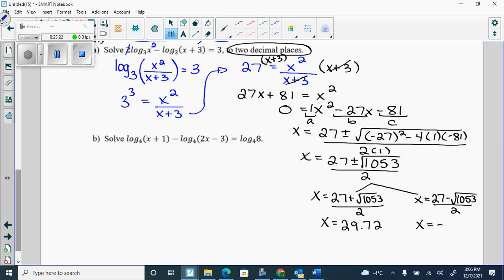Sit down. Okay. So you have to use the quadratic formula to get it. If I plug them back in, 29.72 will work, but negative 2.72 is going to be wrong right away there.